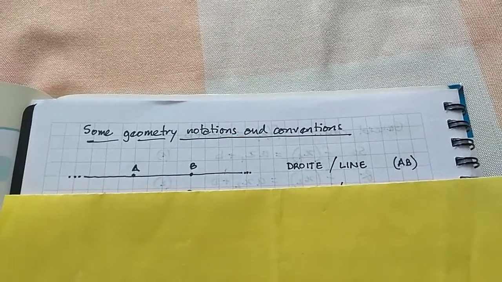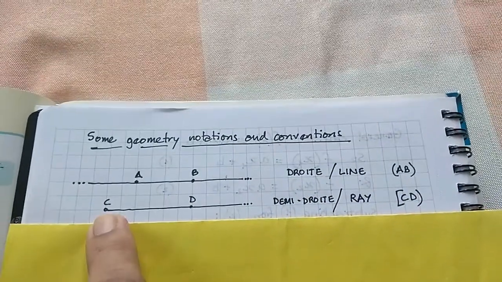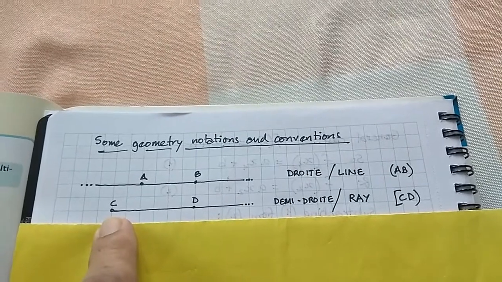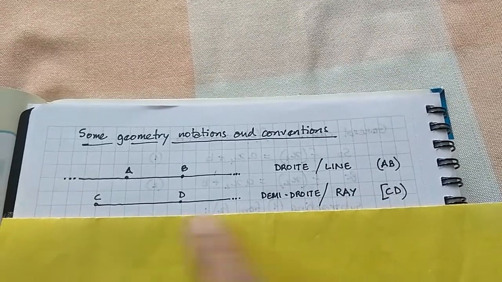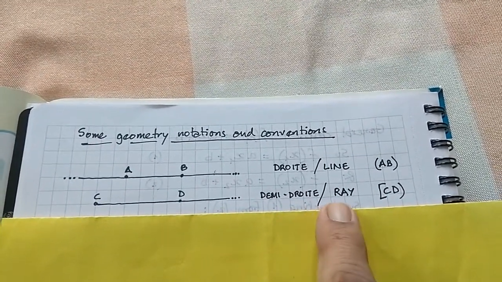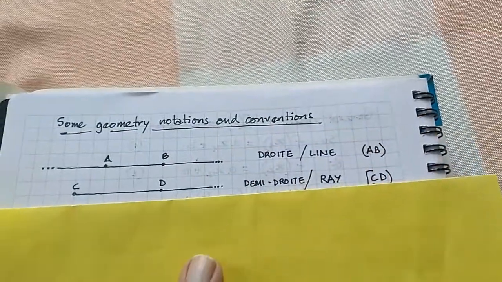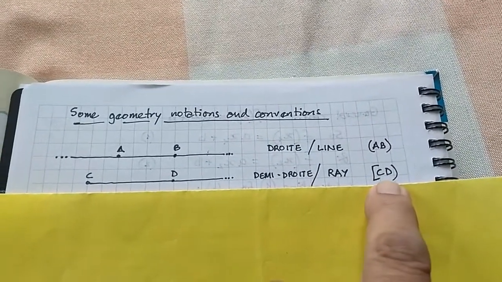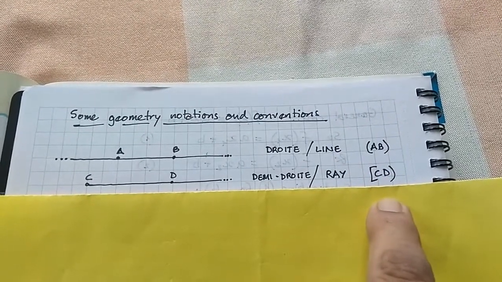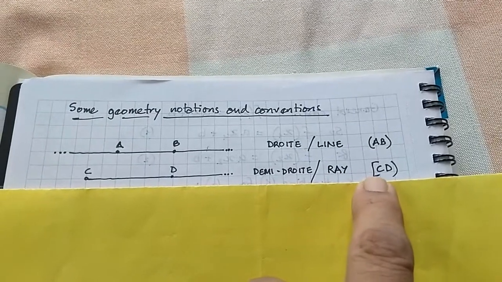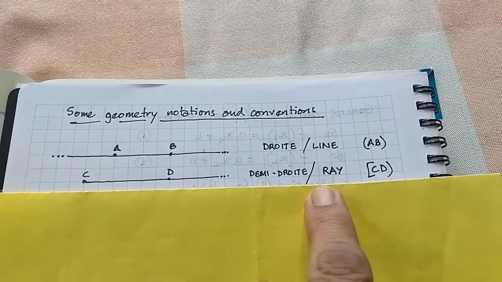Then there is a concept of the "demi-droite". So this is a demi-droite, say, CD. So it stops there, and this side it continues to infinity. This is called demi-droite in French. It's called ray in English. It's like if you put a torch here, then the ray of light goes only in one direction. And it's written like this, [CD), where C side is a square bracket, D side is a curved bracket. This means that it stops at point C, or it starts at point C. There's nothing on the other side.